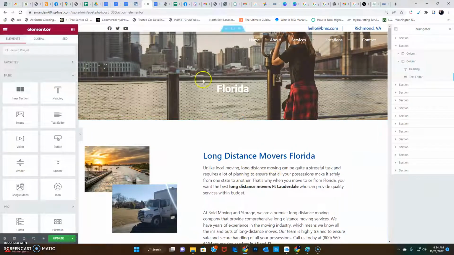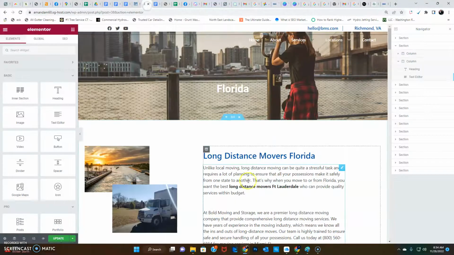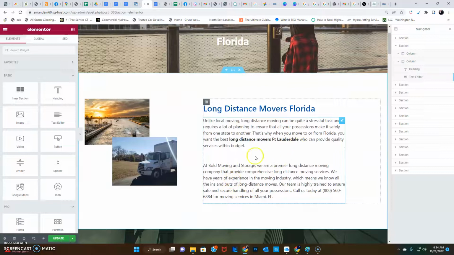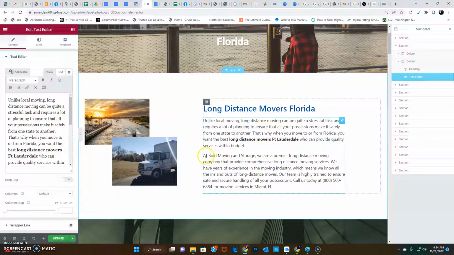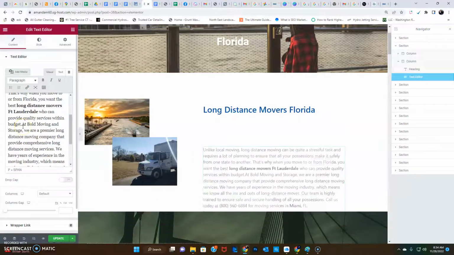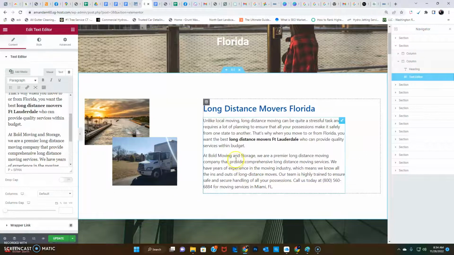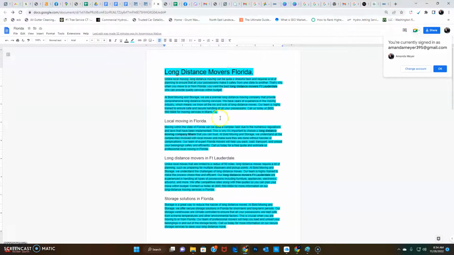Okay, so we've got long distance movers, Florida, and then I would just copy that, and that would go there. That's already there. I would go in here, and the spacing is too far apart. We just want one. Okay, so long distance movers, Florida. Okay, that one's done. And then local and long distance, right?